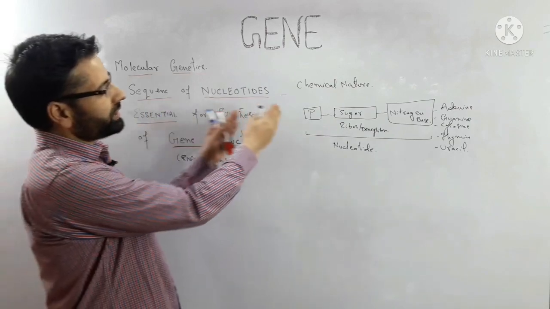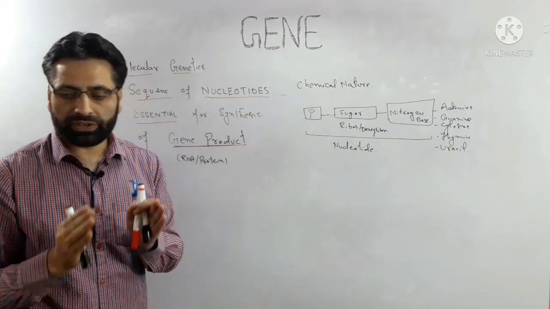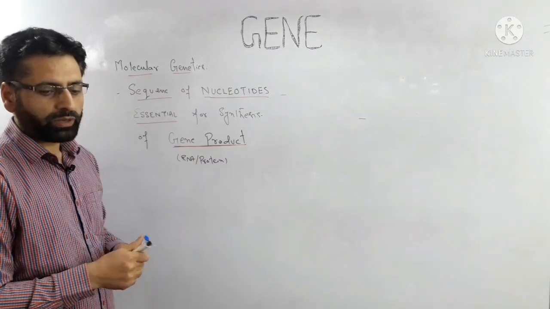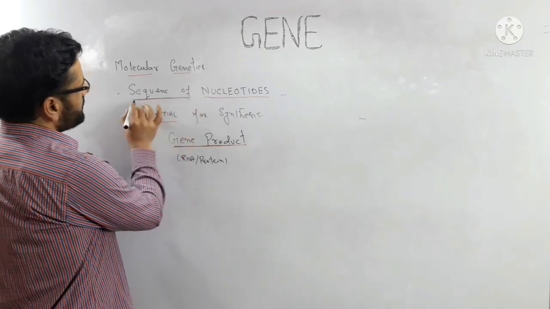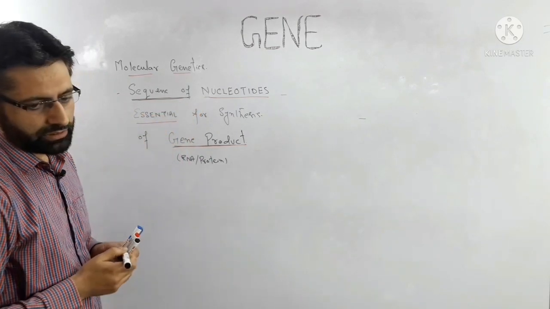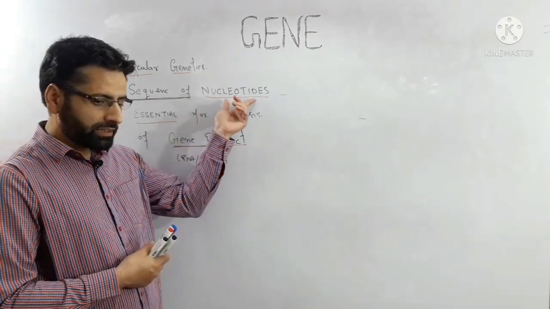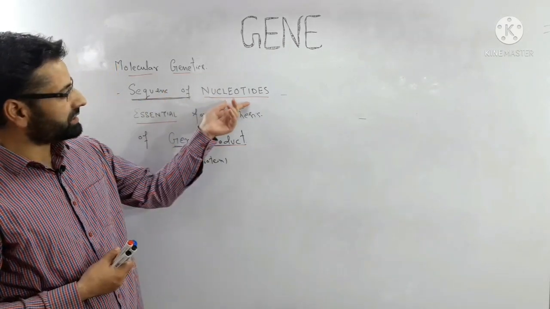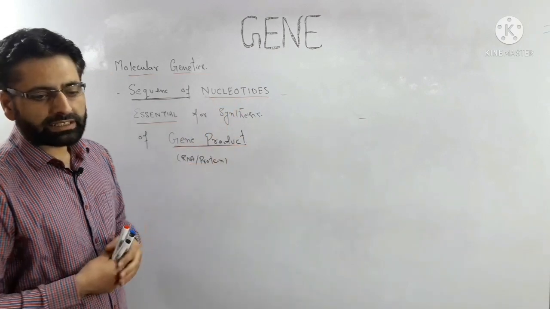So this is about the chemical nature. That is, a gene is essentially composed of nucleotides. The second important thing you have to understand is that it is this sequence. What does it mean? It means that nucleotides are present in a sequence, and any change in these sequences of the nucleotides, as you know, we call a mutation.